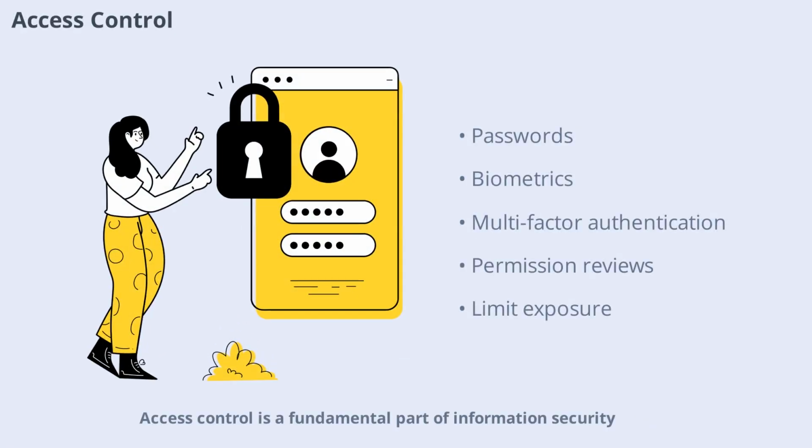Access control is a fundamental part of information security. It determines who can view or use resources within a system. Methods include passwords, biometrics, and multi-factor authentication. Proper access control limits exposure and reduces the risk of unauthorized actions. Organizations regularly review and update permissions to ensure only the right people have access to sensitive information.